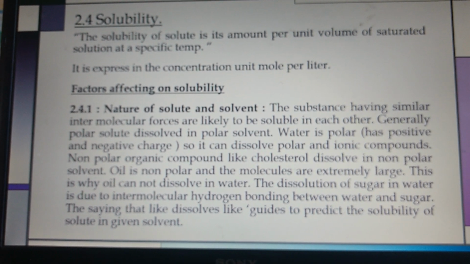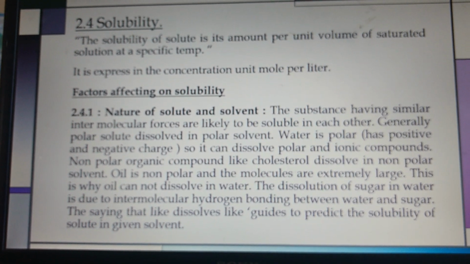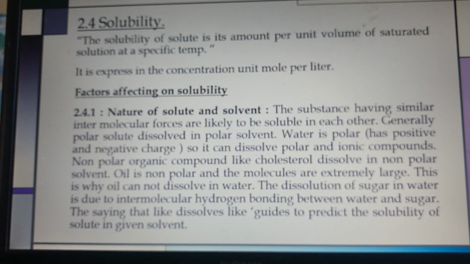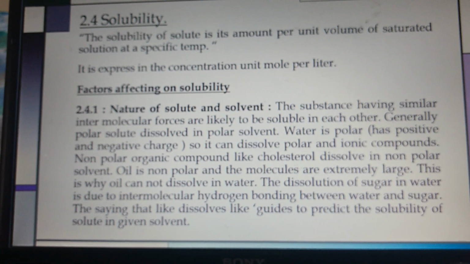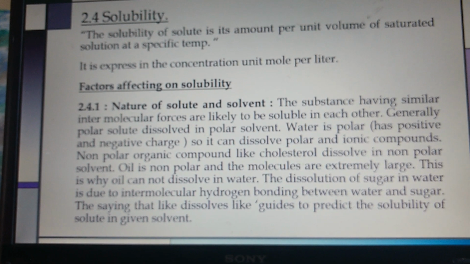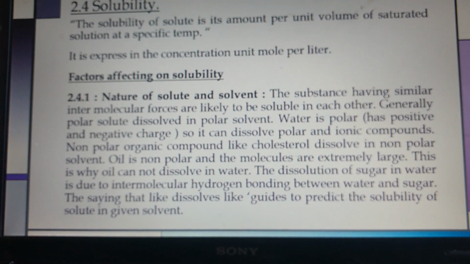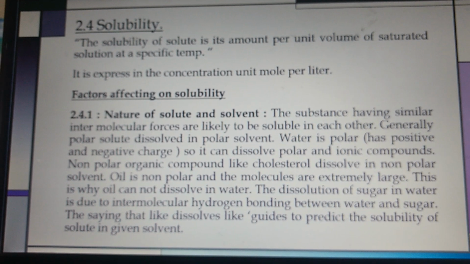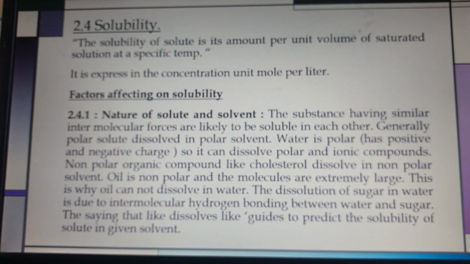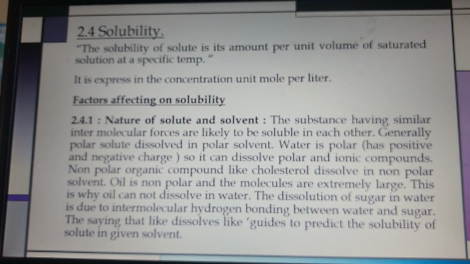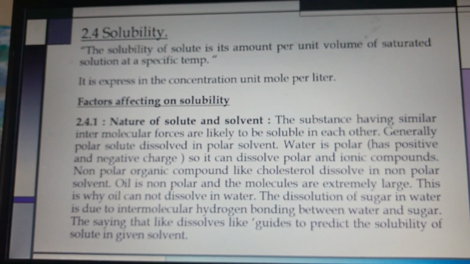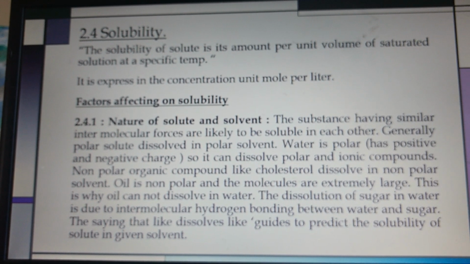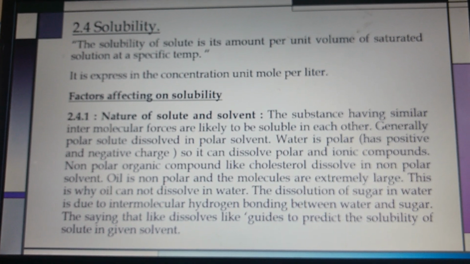Substances having similar intermolecular forces are likely to be soluble in each other. Generally, we take the example of a polar solvent, for example water, and once again sugar, or water and salt, where both are polar in nature and hence they dissolve completely. Water is in the polar form. Polar means what? Having positive and negative charge. So it can dissolve polar and ionic compounds.